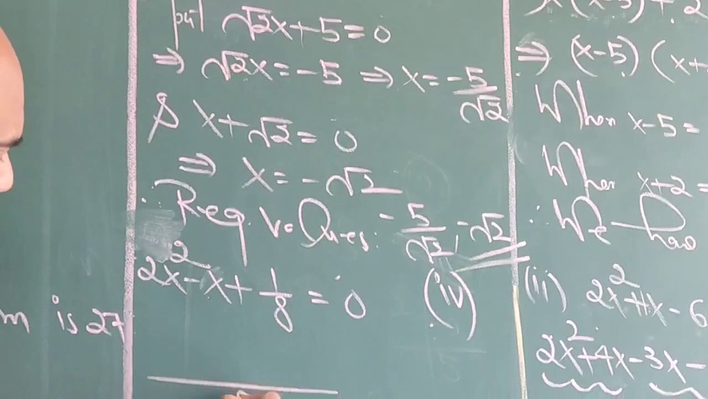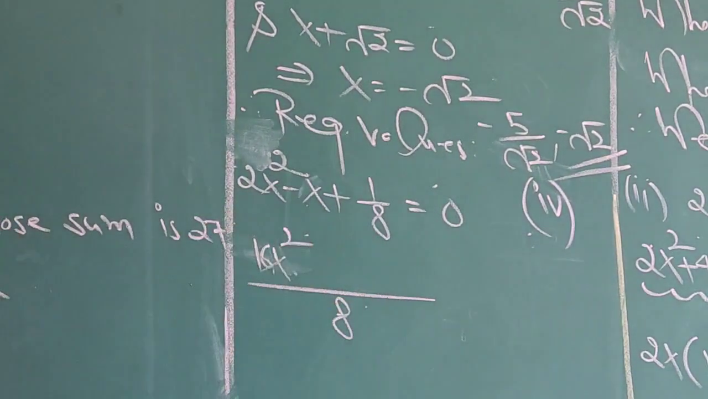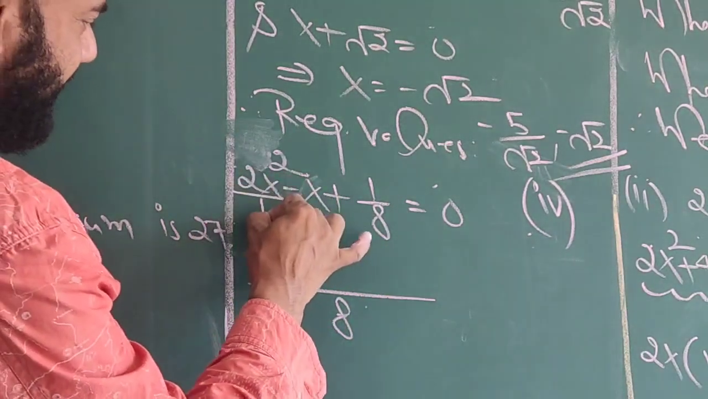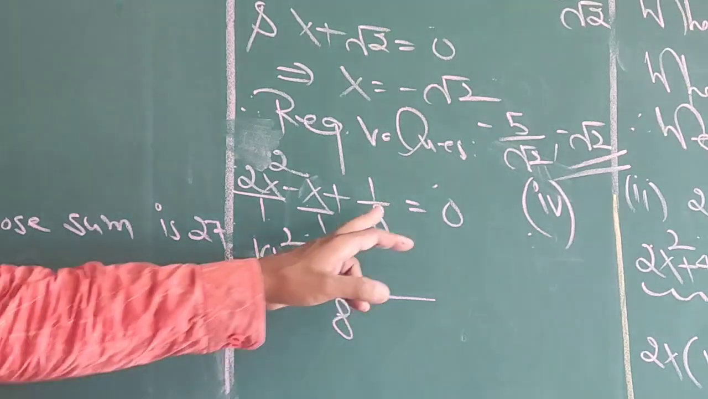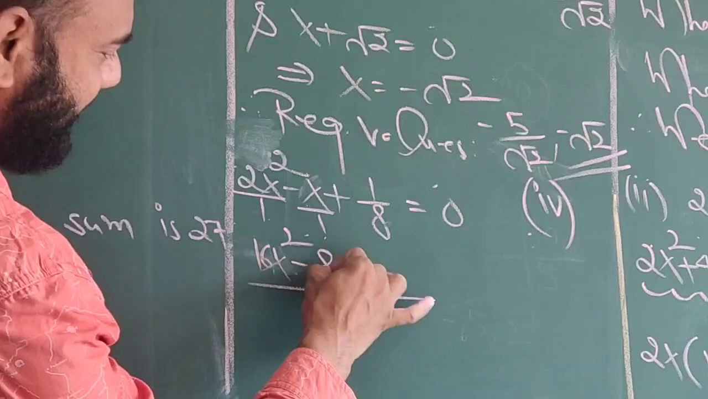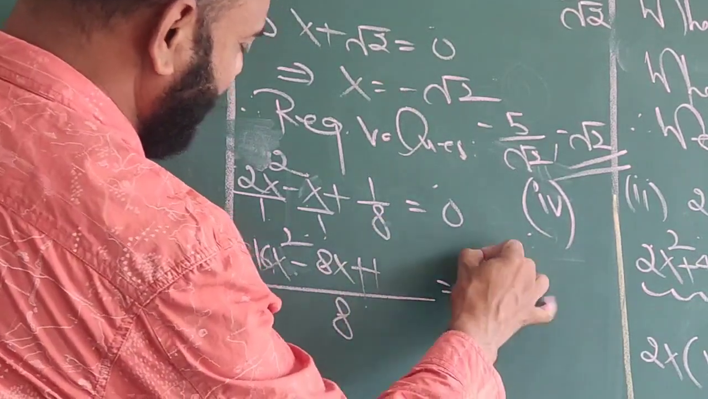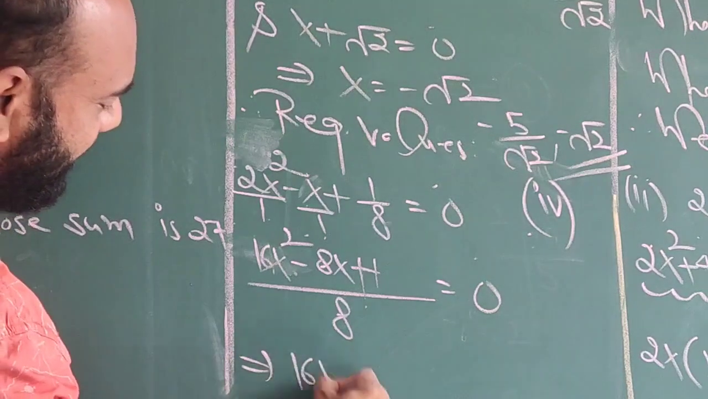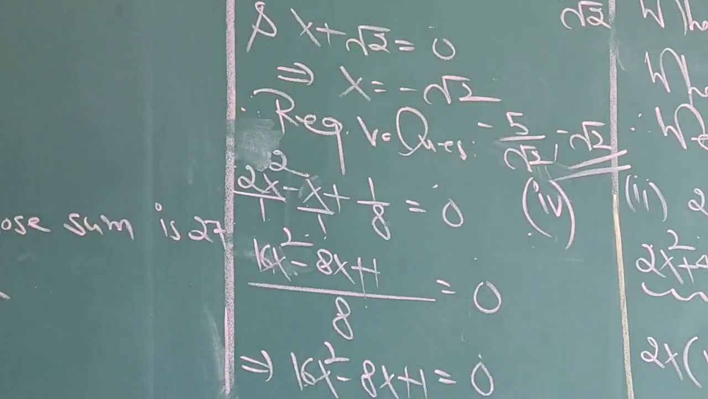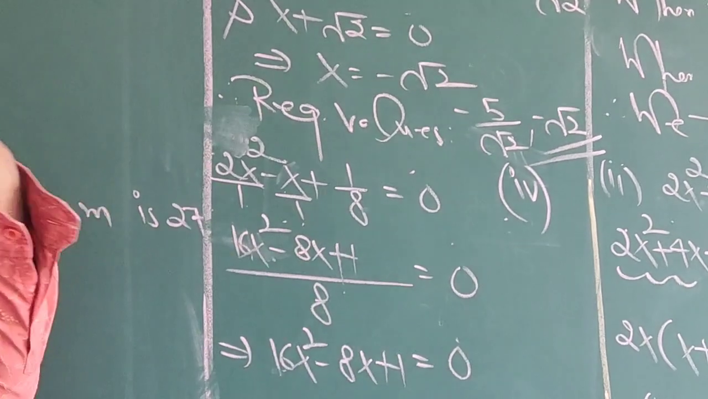So we take common 8. This is 16x square. We take LCM. LCM of 8, 1 and 1 is 8. So here 16x square minus 8x, and 8 is cancelled out, then plus 1 equal to 0. So by cross multiplying we have 16x square minus 8x plus 1 equal to 0, which is the standard form of a quadratic equation. And standard form is ax square plus bx plus c equal to 0.